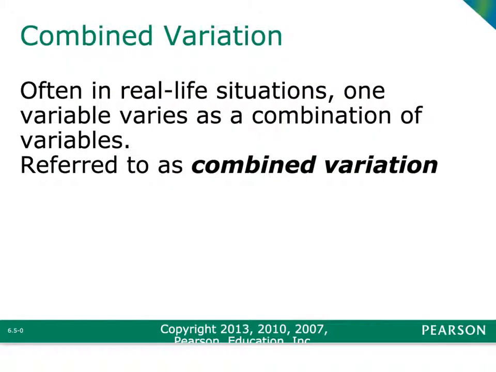Okay, sometimes you'll have situations where direct variation and inverse variation and joint variation can all land in the same problem. If that happens, you're dealing with a combined variation. There's no one formula for combined variation. You simply have to read through the problem and translate it based on what is said.